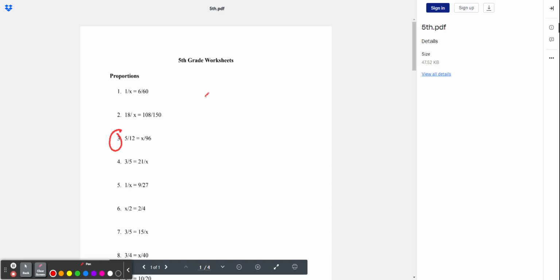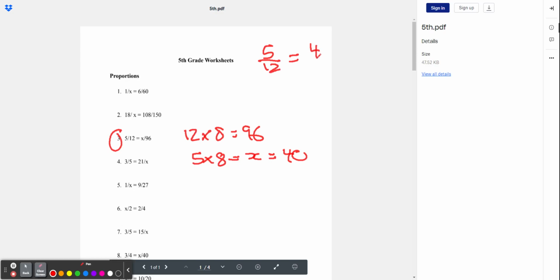Let's get 3. 5 over 12 is equal to x over 96. This time we should look at the denominators. So to go from 12 to 96, we multiply 12 by 8. So that means we should multiply 5 by 8 as well in order to get x. 5 times 8 is equal to x, and 5 times 8 is equal to 40. So our answer is 5 over 12 is equal to 40 over 96.